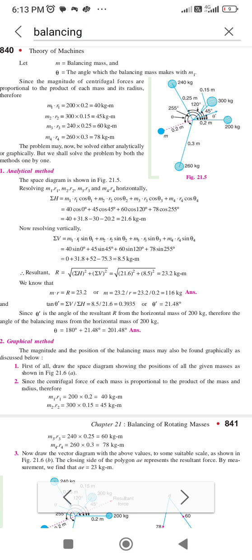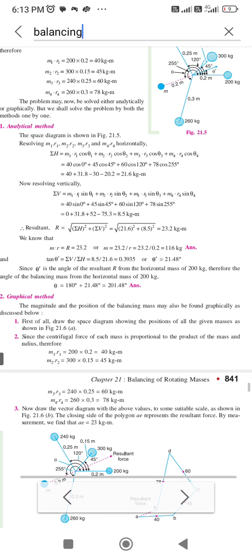So the resultant of two components is square root of sum of H square plus sum of V square. Finally we get the R value, that is 23.2 kg meter. We know very well that the centrifugal force is m r omega square. If you are balancing two positions, the omega will be cancelled because omega is constant. So m into r finally we get 23.2. From this m r equal to 23.2, we can get the m value for the balancing mass. So tan theta is equal to sum of V by sum of H.